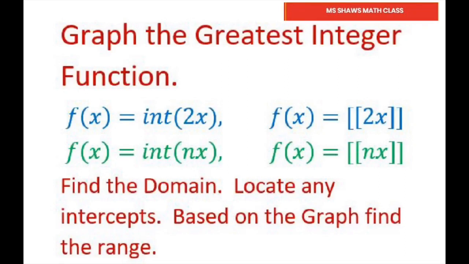Everyone. We're going to graph the greatest integer function of 2x. And the greatest integer just means the greatest integer less than or equal to x. So that means when you plug in values for x, you're going to round down. So it's a round down to the greatest integer. All right? So I assume that you already know how to do the parent function because this is more of a transformation here. We're also going to find the domain, locate intercepts, and find the range.